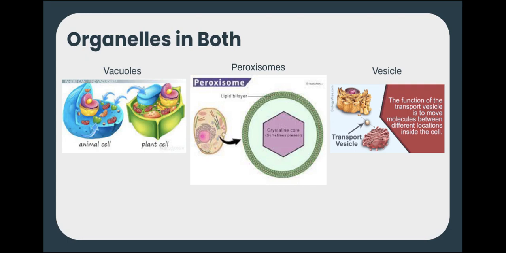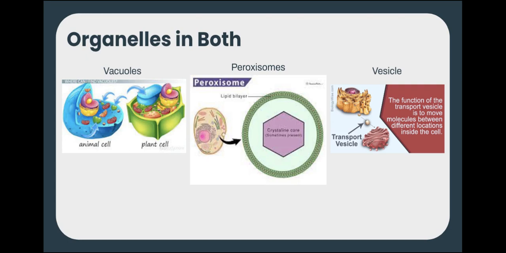Peroxisomes help trigger oxidative reactions, and they play an important role in oxygen use throughout the cell. They help with metabolism, reactive oxygen species detoxification, and signaling. And they're very important for carrying out these oxidative reactions.